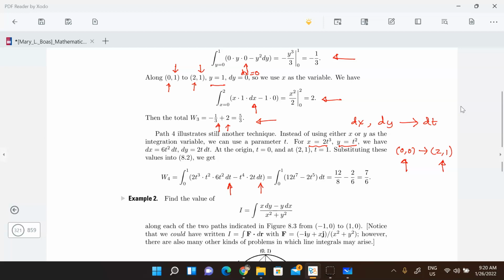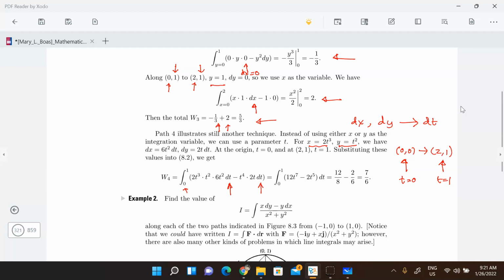It so happens that you can check for yourself. The first point, or the initial point, is given by t equals 0, and the final point is given by t equals 1. So that determines the limits, and then you can do the integral again. So again, all these different paths give you different answers.